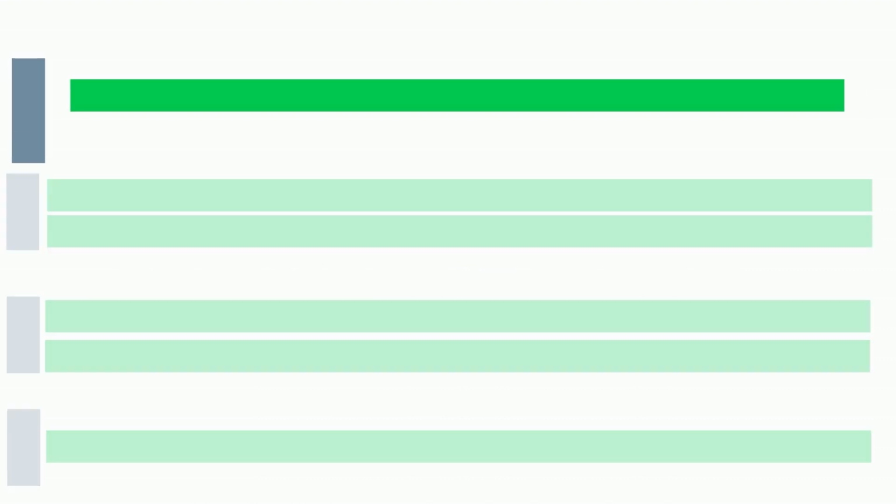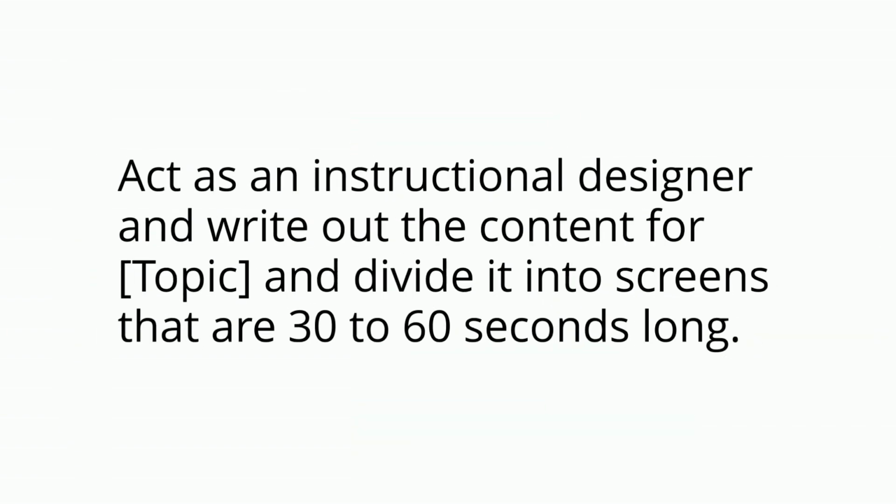Step 3. Create screens for each topic. Prompt ChatGPT to act as an instructional designer and write out the content for topic and divide it into screens that are 30 to 60 seconds long.